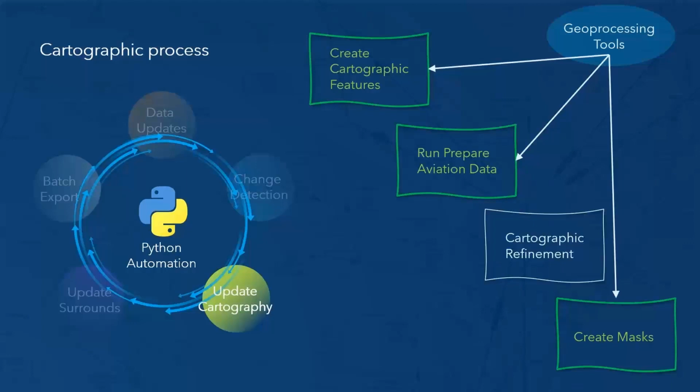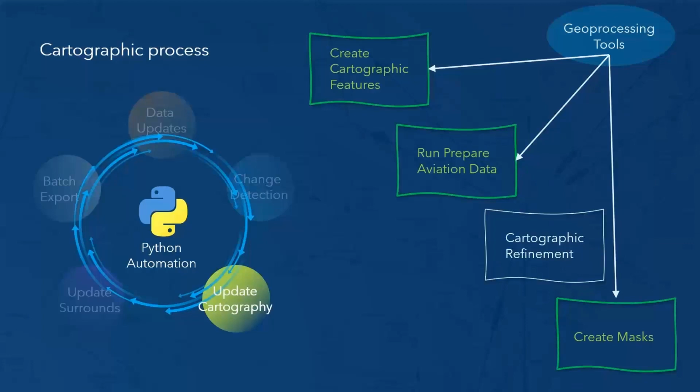So you'll notice that the steps in green are all geoprocessing tools. Because they're geoprocessing tools, it means that we can actually run these individually or put them together as part of a larger workflow and automated process. These are also the areas where we have the business rules associated within the solution, and you have access to configure those. So again, cartographic features, prepare aviation data, and create masks. Those are all the automated steps within that process. Cartographic refinement is really requiring a charting analyst to ensure the placement is correct in those areas of congestion.